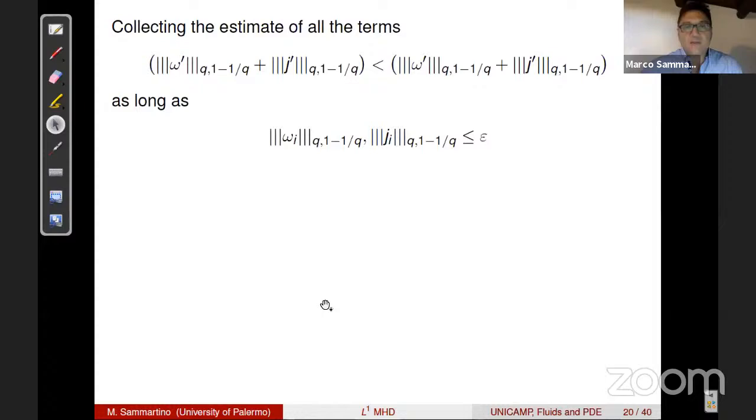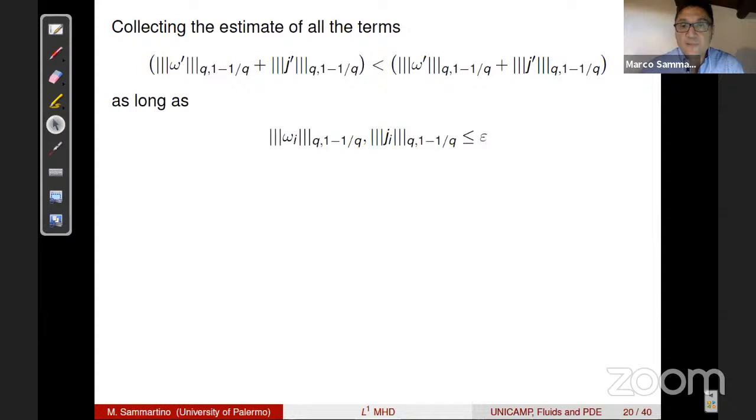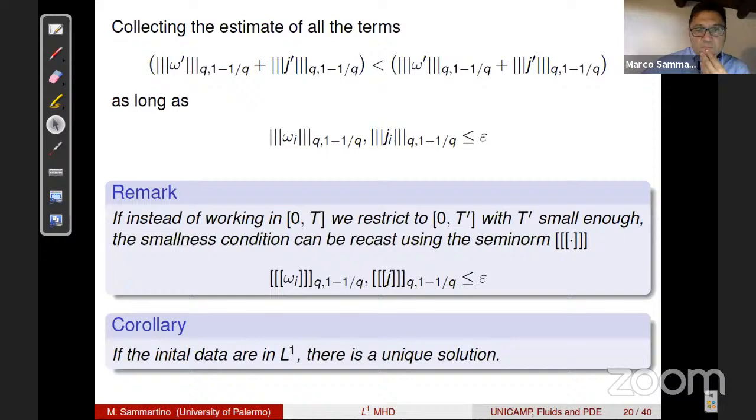And so we can collect all the estimates, saying that the differences are less or equal than the differences, as long as the solution is sufficiently small. Sufficiently small means that this constant multiplied by this constant has to be less than one. This constant can be computed quite explicitly. Okay. So the corollary of this is that if the initial data are in L1, there is a unique solution.